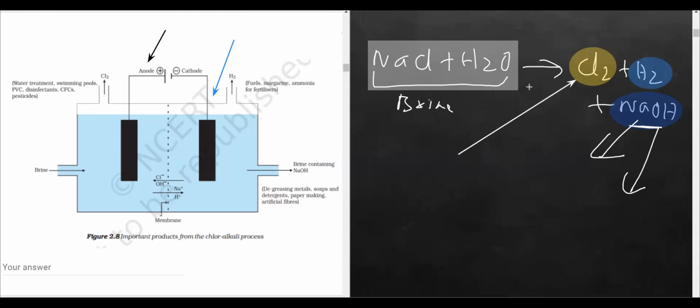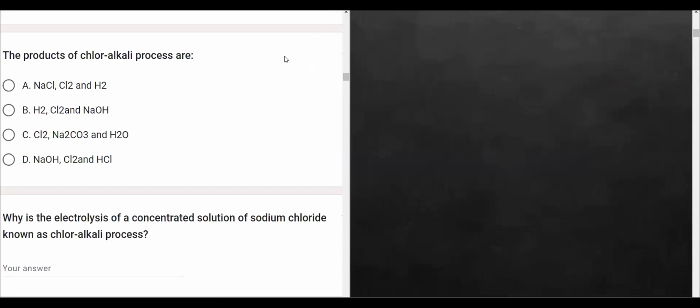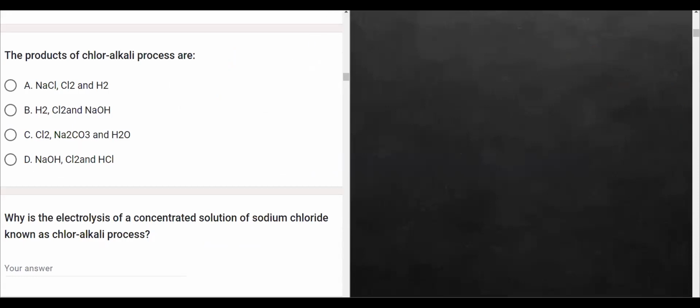Now we can do some questions based on this to bring more clarity. I have taken two questions here. The first question asks about the products obtained in the chlor-alkali process. Clearly we did this: the products obtained are chlorine, hydrogen, and sodium hydroxide. So this one is correct.